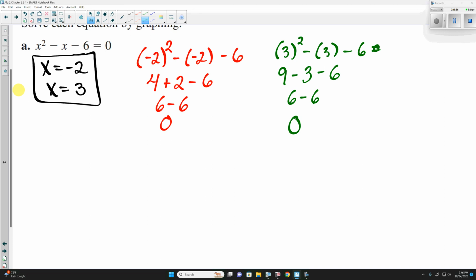Now be careful, because I think you were saying negative 6. That's when x is 0. That's the y-intercept. When solving by graphing, we're not finding the y-intercept. We're finding the x-intercept. We're trying to find out what value of x will make the y value be 0.